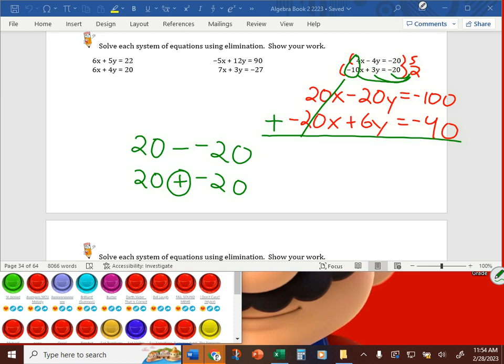Then the next one, negative 20y plus 6y. Negative 20 plus 6 is a negative 14. And negative 100 plus negative 40.